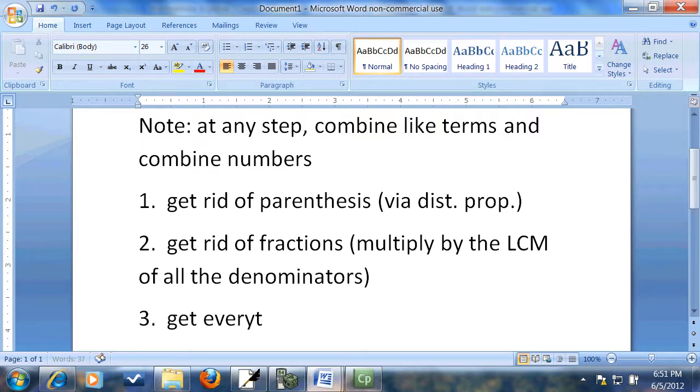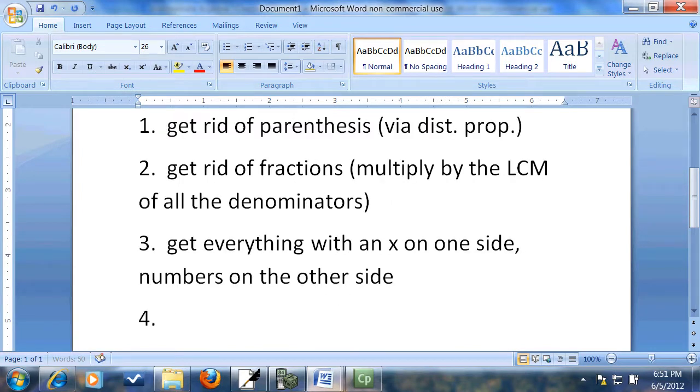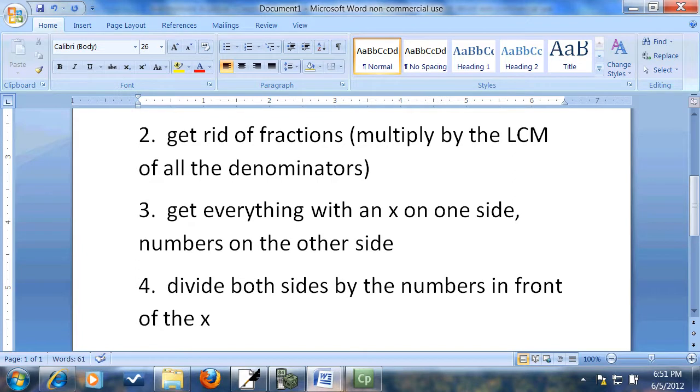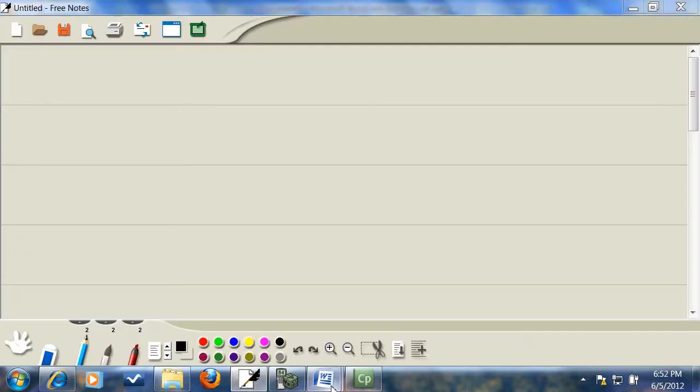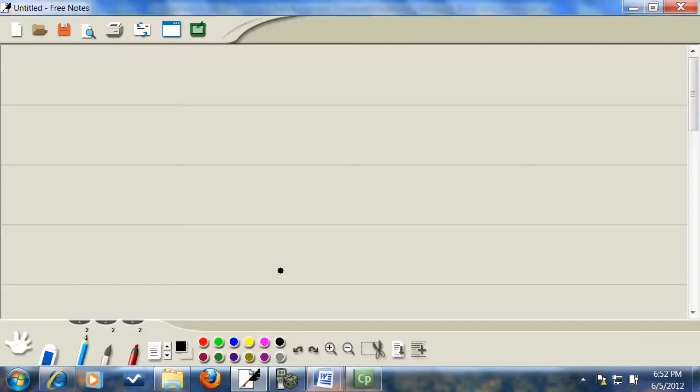Step 3, get everything with an x on one side, numbers on the other side. And step 4, divide both sides by the number in front of the x. So let's take a look at our first problem here using those steps.